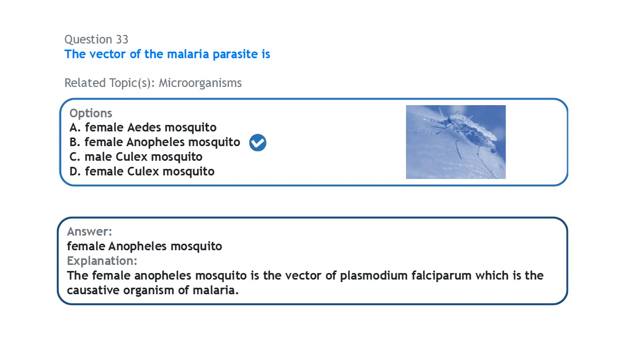The Plasmodium is a causative organism. But in order for this organism to reach the host, it needs to be carried by something. That thing that carries it is the vector or the carrier, which is the female Anopheles mosquito. It is the vector of the Plasmodium, which causes malaria.